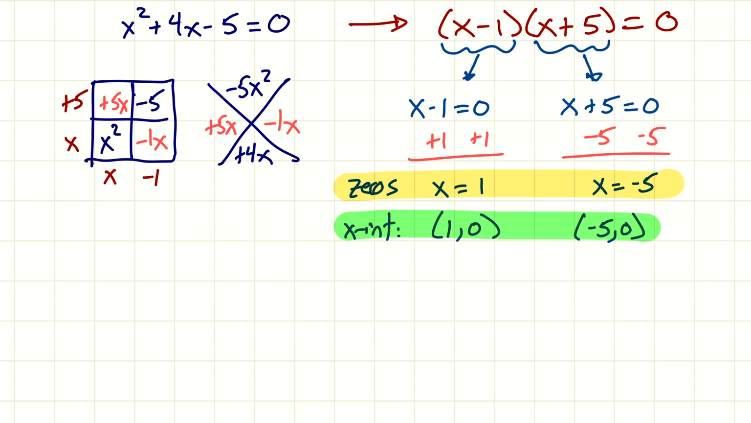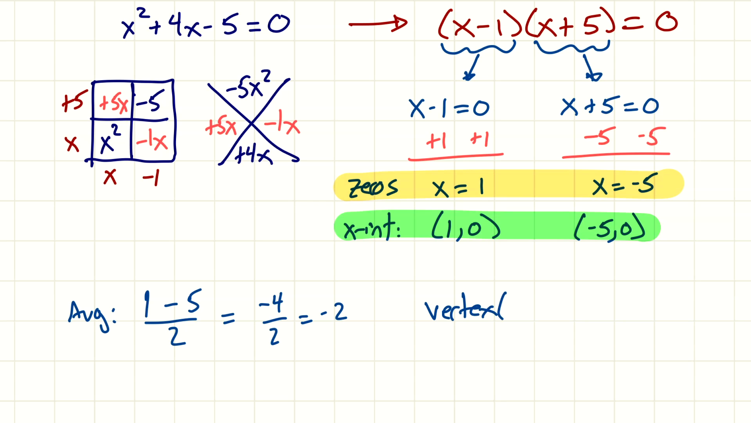So if I take 1 and negative 5, and I divide it by 2, what this does is give us an average of these. And this number is negative 4 over 2, which is equal to negative 2. What this tells me is my vertex is going to be at negative 2 comma something.